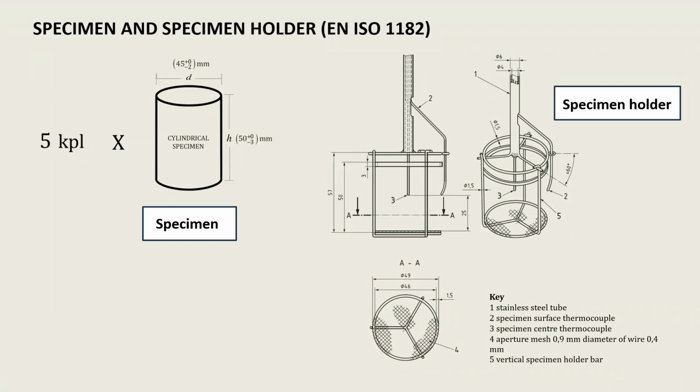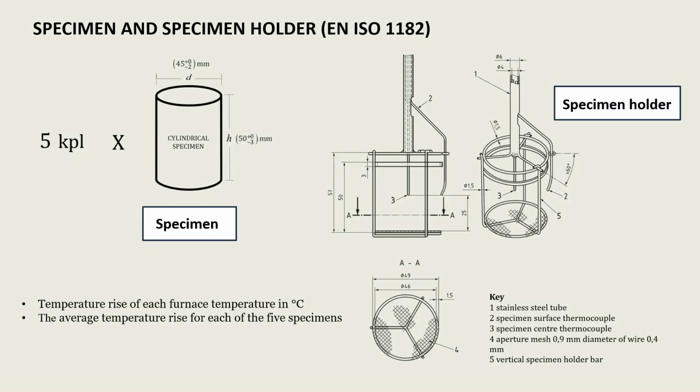For sandwich panel testing purposes, 5 samples of the core materials are used, such as mineral wool or PIR. The test results are recorded, such as the temperature rise of each furnace temperature in degrees Celsius, the average temperature rise for each of the 5 specimens, the mass loss in percentage, and finally the duration of flaming in seconds.